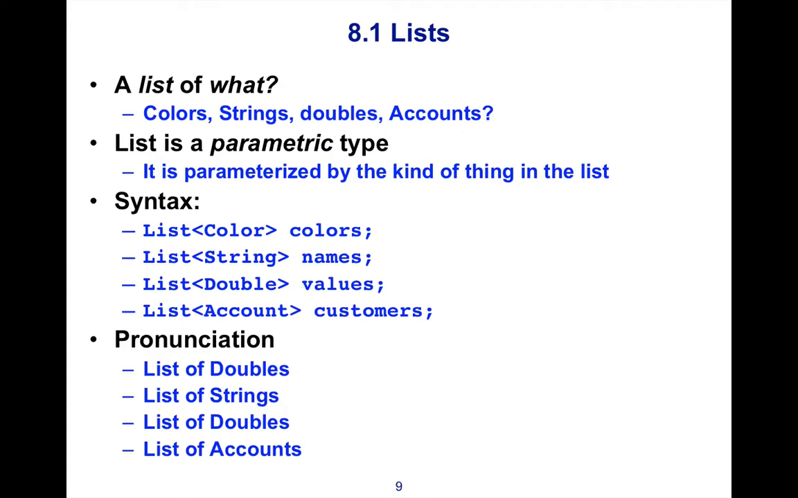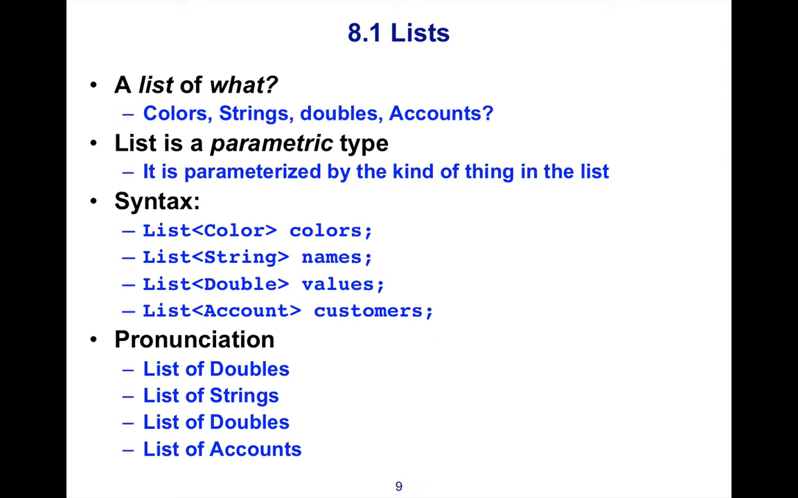So when we talk about a list, it's natural to say, a list of what? Is it a list of colors, a list of strings, a list of doubles, a list of accounts? Because of the variation in the kinds of lists we want to create, we say that list is a parametric type. It's parameterized by the kind of thing that we put inside the list. And the syntax for declaring a list accommodates that information.